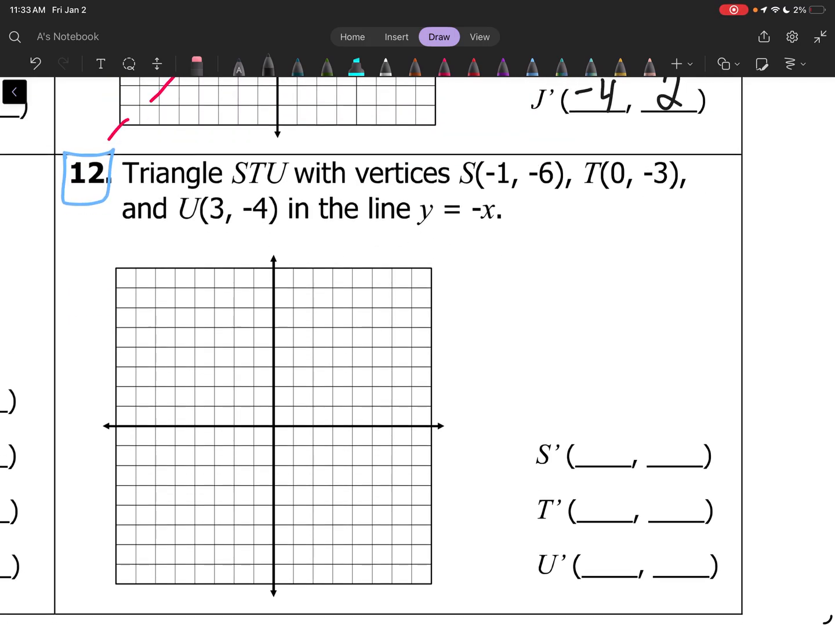Let's look at a negative x. If y is equal to negative x, it is no harder. There's 2 steps. I am going to flip them. So -6, -1. But then I'm going to change the sign. Positive, positive. So flip order. Change both signs.